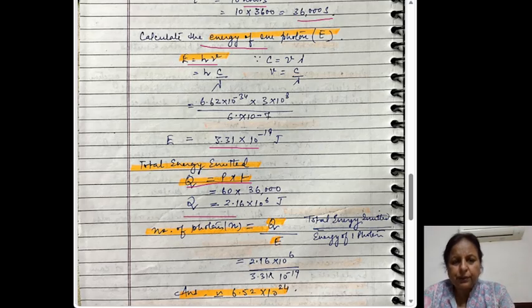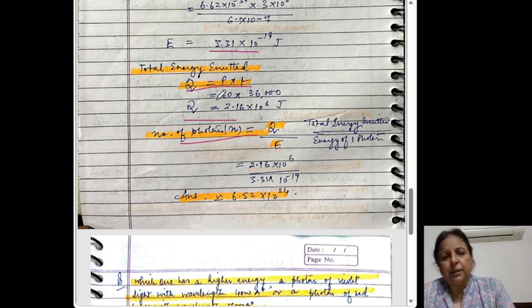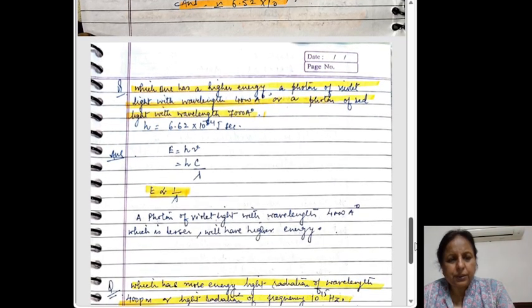So number of photons क्या हो जाएगा? Number of photons will be Q upon E. इसको डिवाइड कर देंगे, we get the answer, right? So इसमें हमने पहले क्या करना है, 1 फोटोन एनर्जी कैलकुलेट करनी है, टोटल एनर्जी कैलकुलेट करनी है, और दोनों को डिवाइड करके विल गेट द आंसर. क्लियर? नाउ कम्स नेक्स्ट क्वेश्चन.